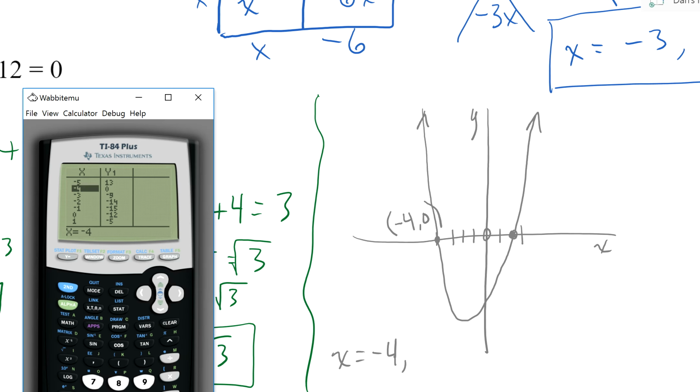Now here's how you can check. If I look at my values here, it definitely crosses between 1 and 2. Okay, so what I can do is I can go second calc value and just enter in 1.5 and check it. And you see it crosses at 0. So it is at 1.5 comma 0.